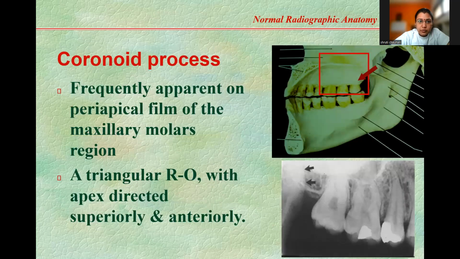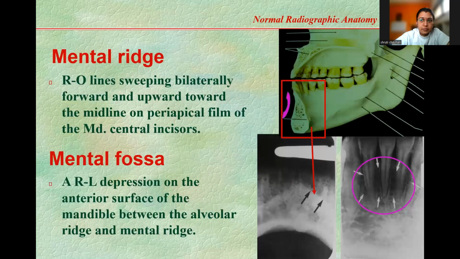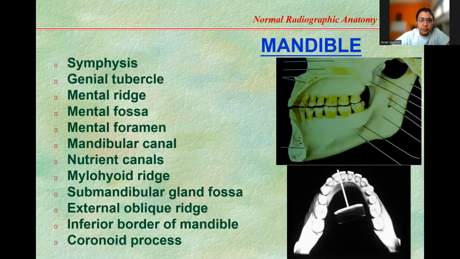Okay, so we are done with our mandibular landmarks. Let us just quickly go through them. First, the symphysis. Where was it? It was between the two parts of the mandible, and it becomes less apparent after 1 year of age when it fuses.